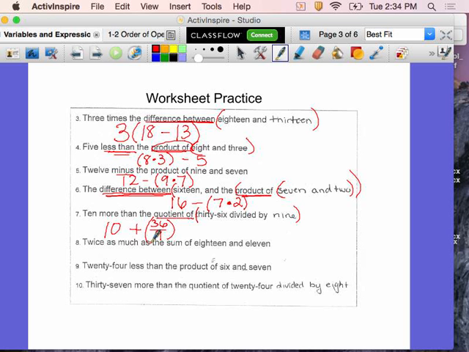Twice as much as the sum of 18 and 11. So sum of means answer of that. Twice means multiply. So 2 times 18 plus 11.